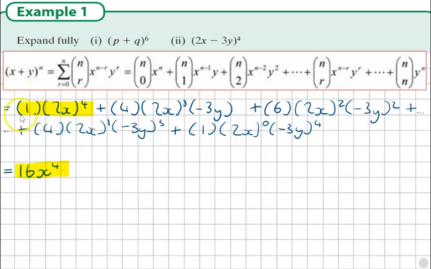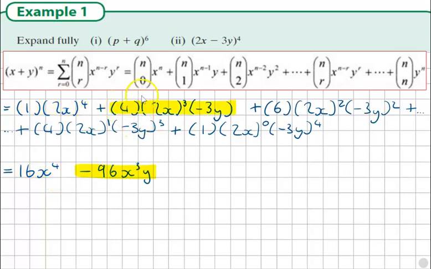So then 1 times (2x) to the power of 4 is going to be just (2x) to the power of 4 because 1 times anything is itself. And then (2x) raised to the power of 4 is going to be 16x to the power of 4. Because 2 by 2 by 2 by 2 is 16, and x by x by x by x is x to the power of 4.